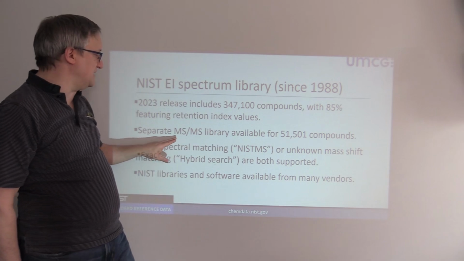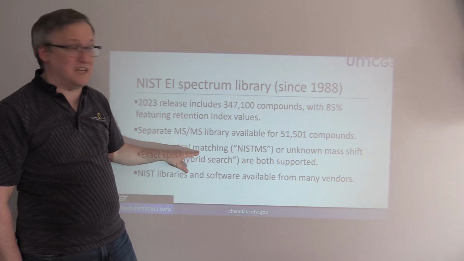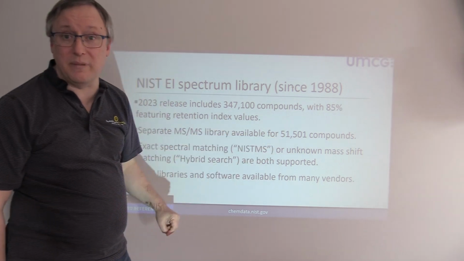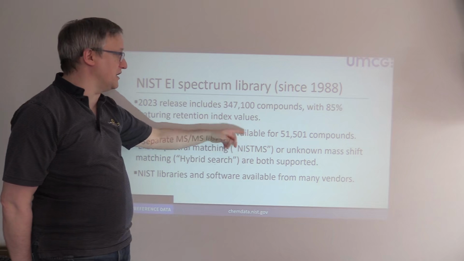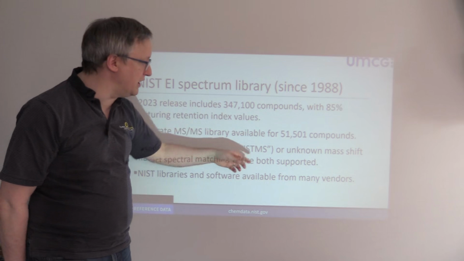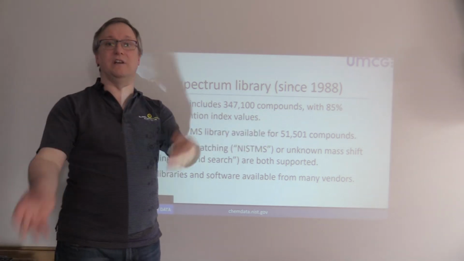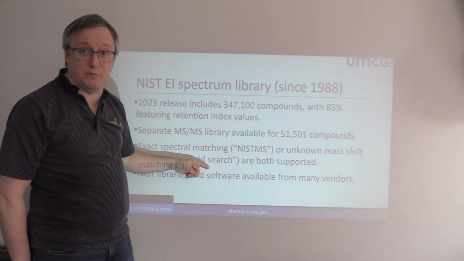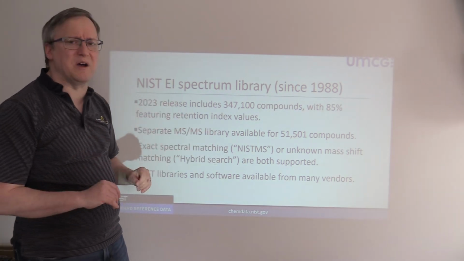They've also produced a separate MS library. So if you're doing LC-MS instead of GCMS, you can get a library of 51,501 compounds. That's pretty good coverage for metabolites. Not as broad as the set of metabolites registered in the EI library, but if you're doing LC-MS, obviously you need LC-MS spectra, not EI spectra. They've got two different kinds of search modes available in the software that accompanies this library, and it's worth talking about both for just a moment.